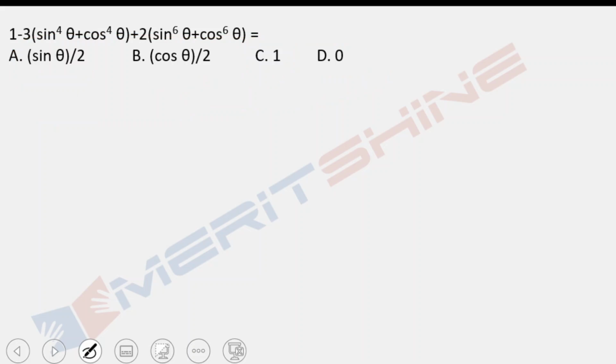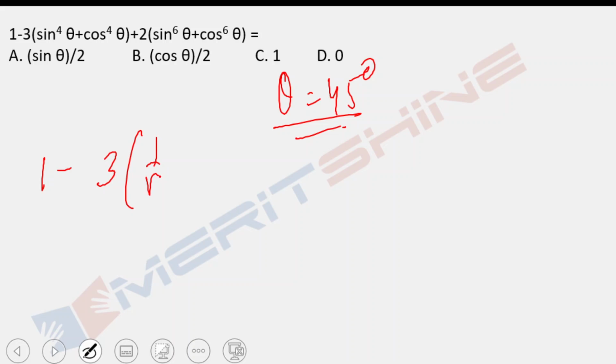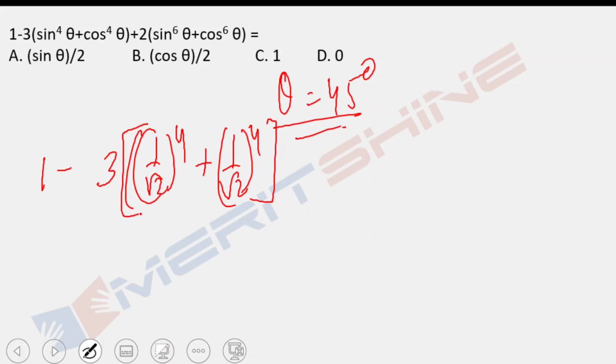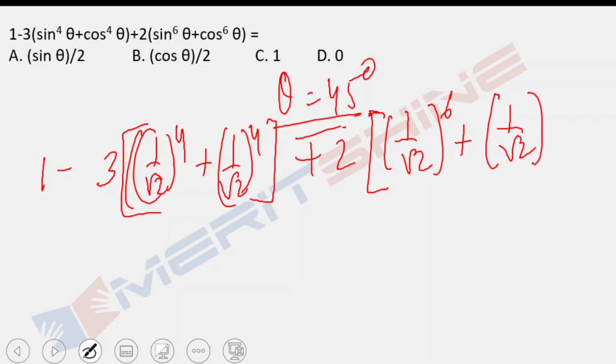So therefore, you will not use 0 or 90 degree, you will use the next best. What is the next best? 45 degree. So if I use 45 degree, my dear friends, here, how would you do it? 1 minus 3, (1 by root 2) to the power 4 plus (1 by root 2) to the power 4, this is in bracket, plus 2, (1 by root 2) to the power 6 plus (1 by root 2) to the power 6, this is also in the bracket.